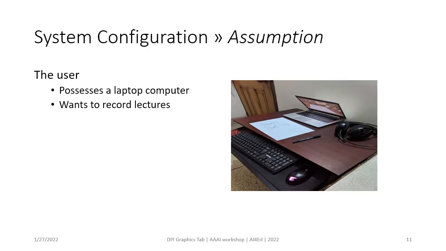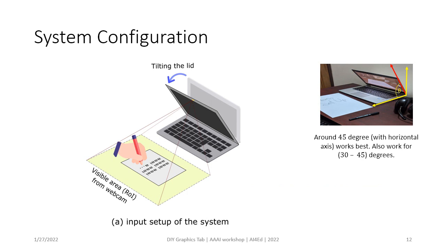For developing the system configuration, we assume that the user possesses a laptop computer and the user wants to record lectures. This figure represents our DIY graphics tab system. The educator needs to place a piece of paper in front of his or her laptop and then tilt the laptop's lid at an angle of around 45 degrees with respect to the base to capture the paper by the webcam.